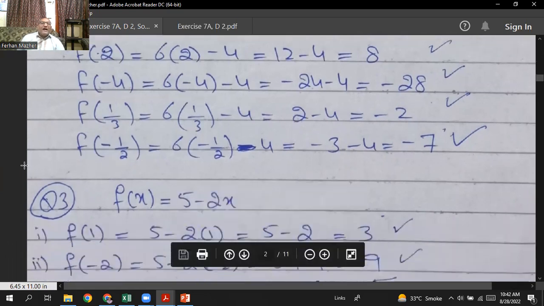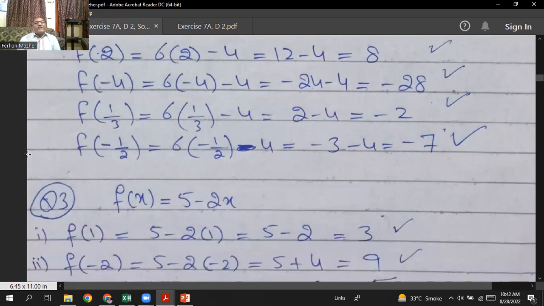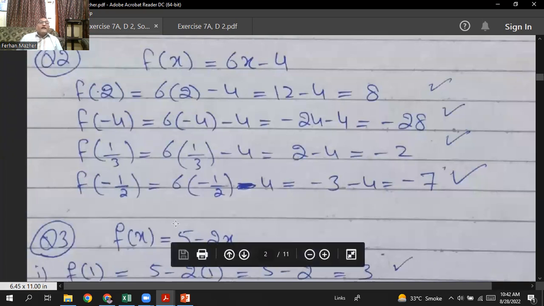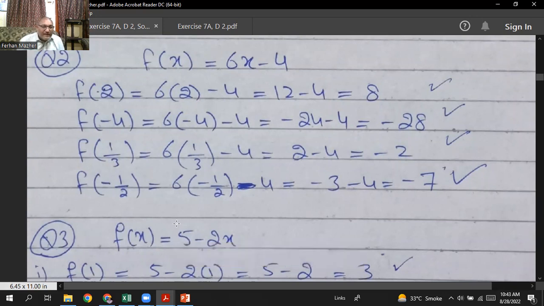Then you have f of minus 1 by 2. That means in the function, I'm going to substitute x with minus 1 by 2. I use that formula, 6x minus 4, and in the place of x, I substituted minus 1 by 2. So you will have 6 into minus 1 by 2, and then minus 4. So 2 and 6 can be cancelled, and you are left with minus 3 minus 4, and that will be minus 7.